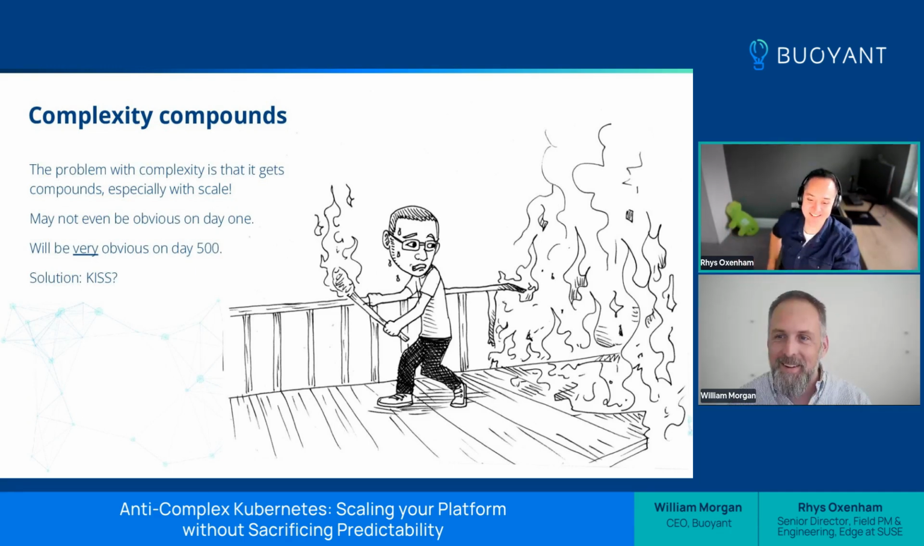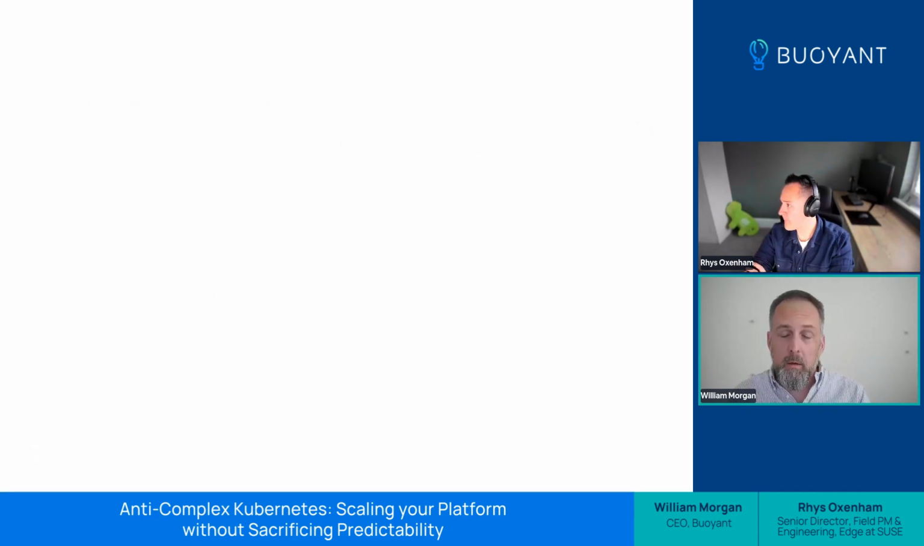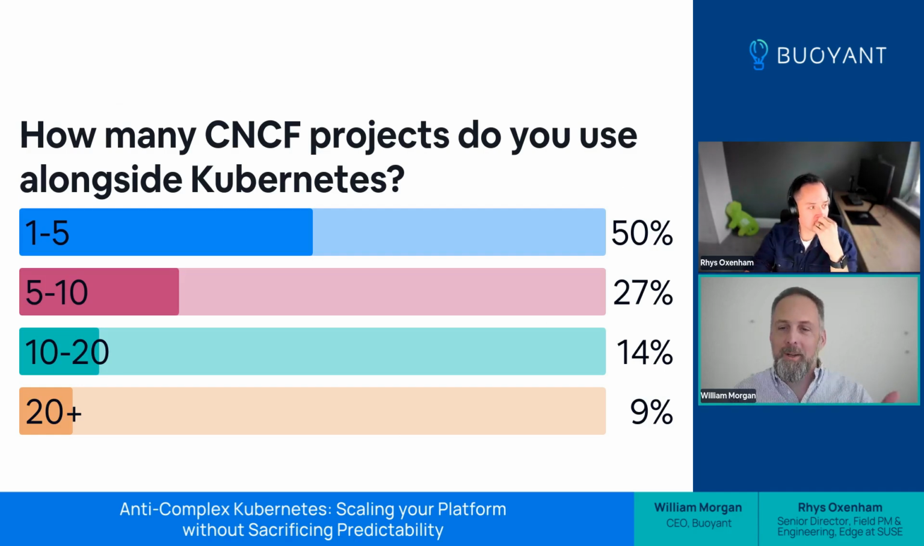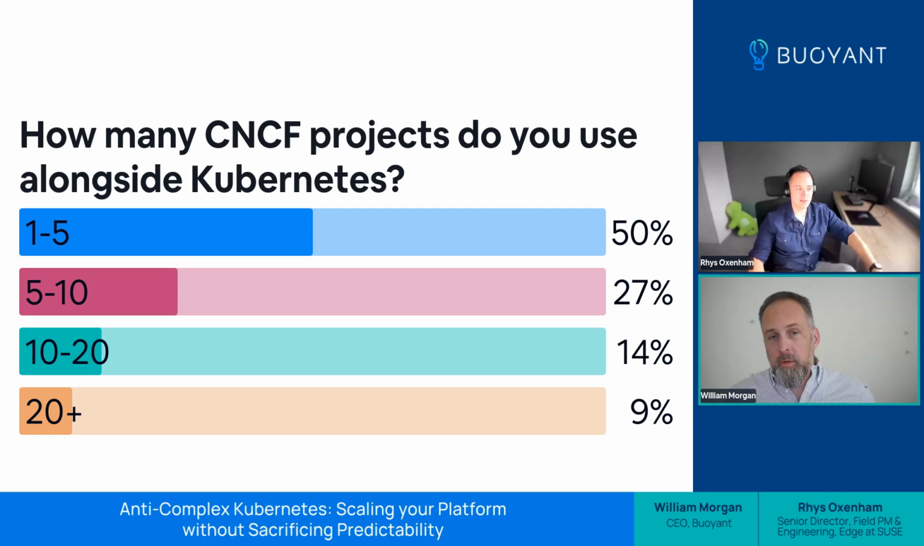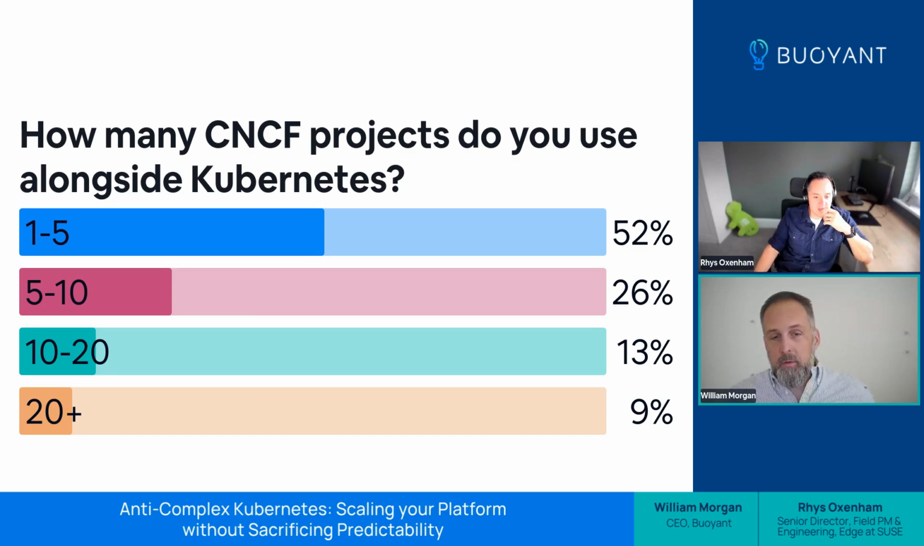Right. Okay, so the poll is in. I'm not actually sure whether only I see the results or whether everyone sees the results, but I'll summarize them here. We see it live. 50% actually used between 1 and 5 additional CNCF projects alongside Kubernetes. A quarter of the audience used 5 to 10, and 14% used between 10 and 20, and then 9% used 20 or more. This is a live poll.